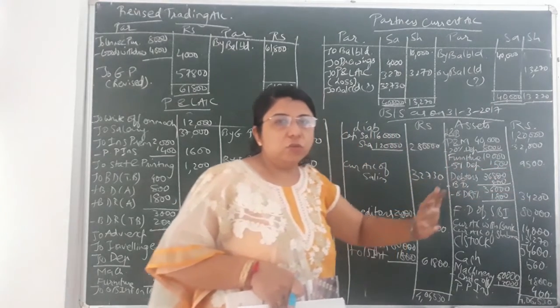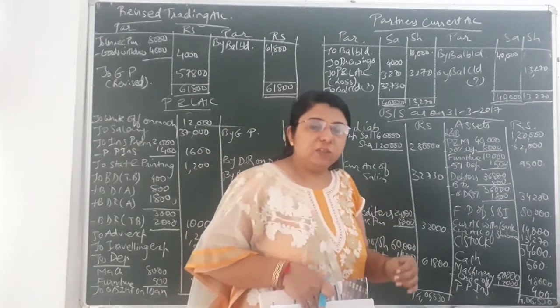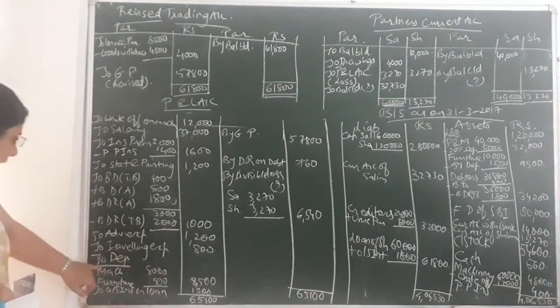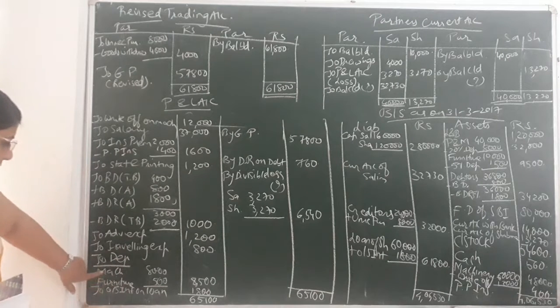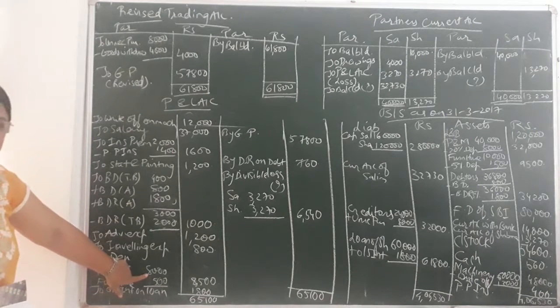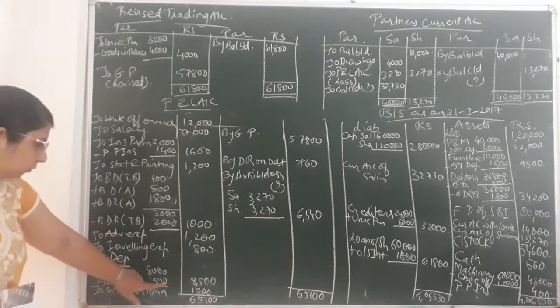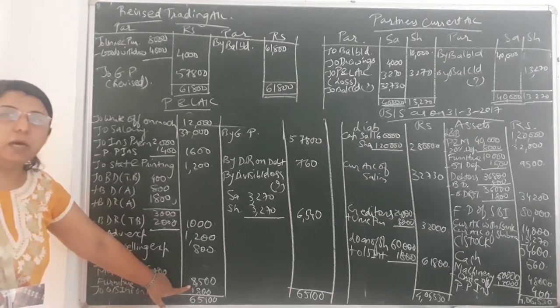Now the second entry of these two depreciations will be an expense, so on the debit side of P&L account. So you can see on the debit side of P&L account I have written two depreciation headings, machinery depreciation that came to 8,000 and furniture depreciation that came to 500. So total of these two, that is 8,500 in the outer column.